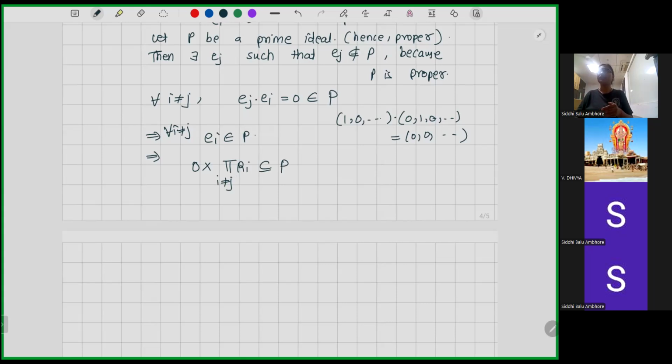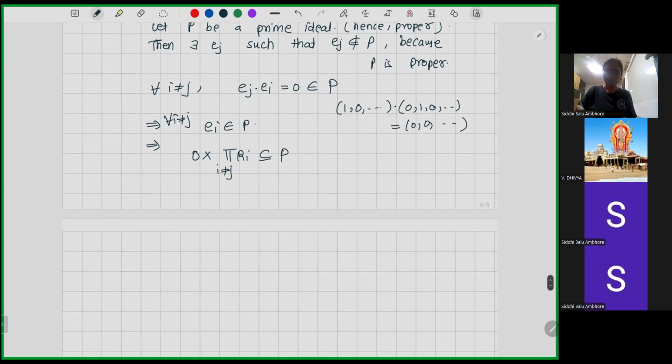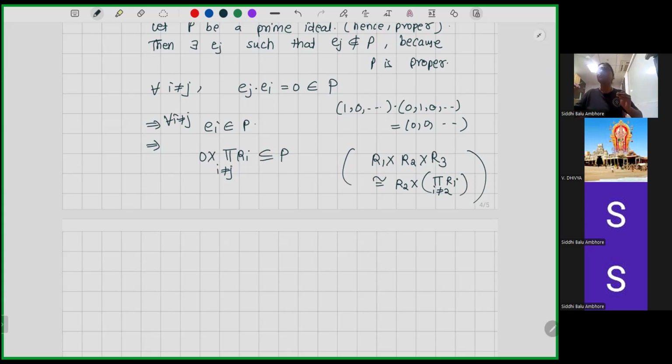I hope you can see this. This is just a way of writing it. If I have R1 cross R2 cross R3, then I'm just writing it as R2 cross the product of Ri, i not equal to 2, something of this sort. These are isomorphic and it doesn't actually make much difference. So this is contained in P. When I write this, please make sure you understand what I'm trying to say here.